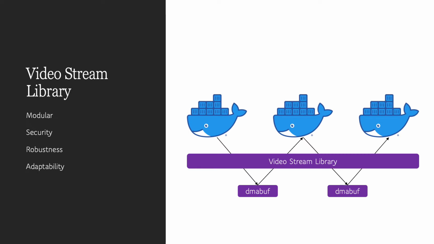The way this is enabled is through the video stream library, which provides an IPC mechanism sharing the hardware DMA buffers between the containers. This gives you a zero copy interface for distributing your video pipelines, whether GStreamer or using other frameworks.